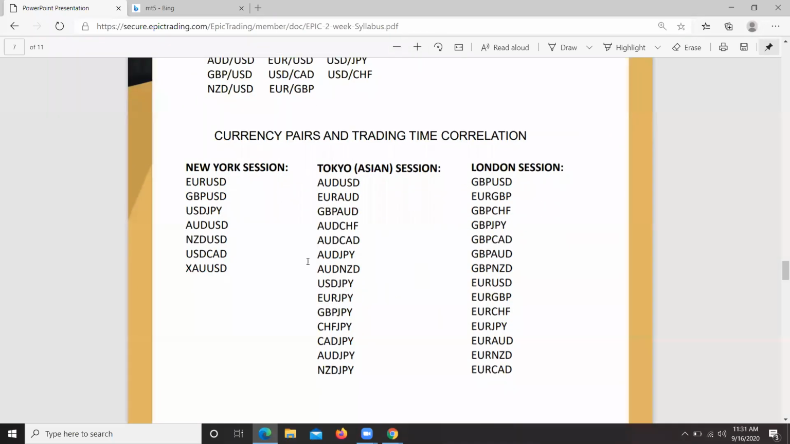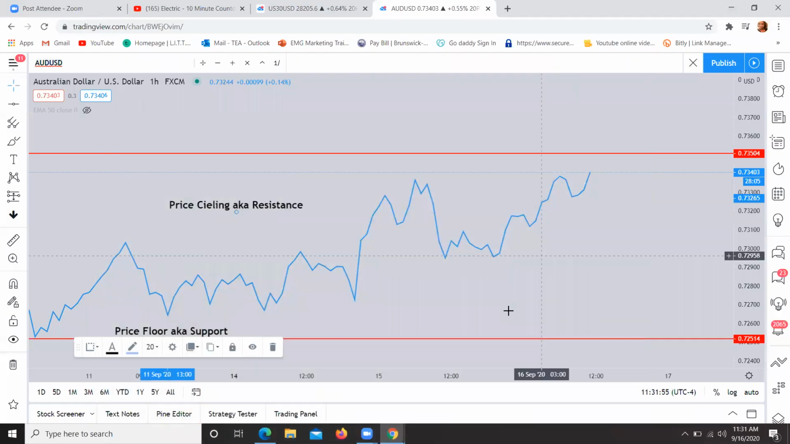What moves when? New York session, the dollar moves. These are the majors, by the way. I think I put that up here. Yep, these are the majors, and they move at this time. Asian session, you're going to see the Australian dollar a lot, the Japanese yen, the New Zealand. You're going to see that move at this time. London session, you're going to see Great British Pound and the euro. These are the times. Currency pairs and trading time correlation. This is very important. If you don't know when to get on the chart, then why are you trading?